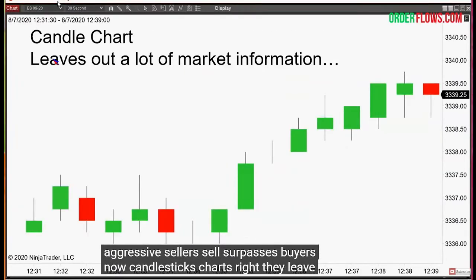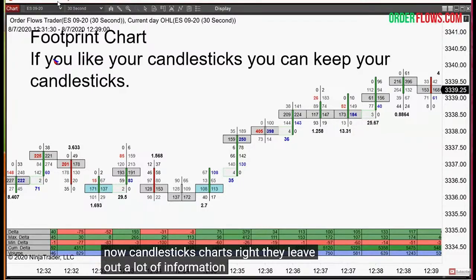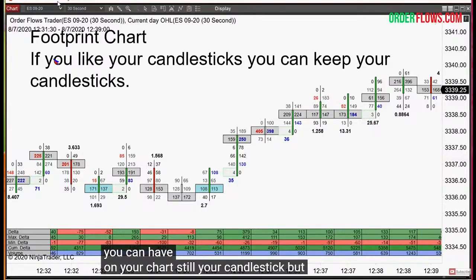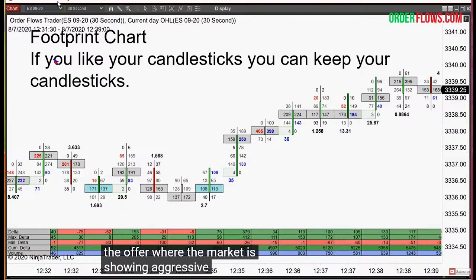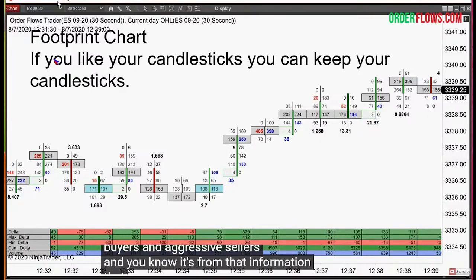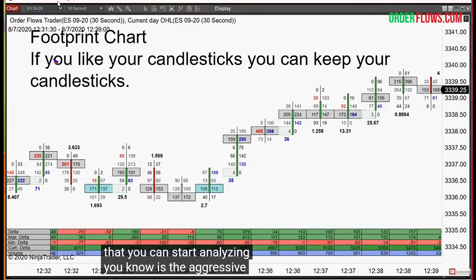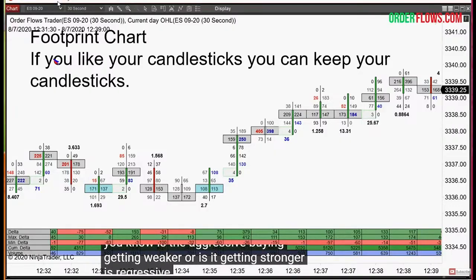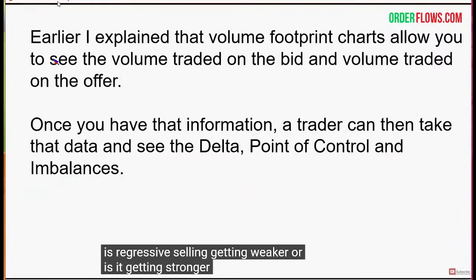Now, candlestick charts, right? They leave out a lot of information. The footprint chart has that information, but if you like your candlesticks, you can keep them because you can still have your candlestick on your chart. But you can see the volume, what's traded on the bid, what's traded on the offer, where the market's showing aggressive buying, where there's market exhaustion, and the net difference between the aggressive buyers and the aggressive sellers. And it's from that information that you can start analyzing: is the aggressive buying getting weaker or is it getting stronger? Is the aggressive selling getting weaker or is it getting stronger?